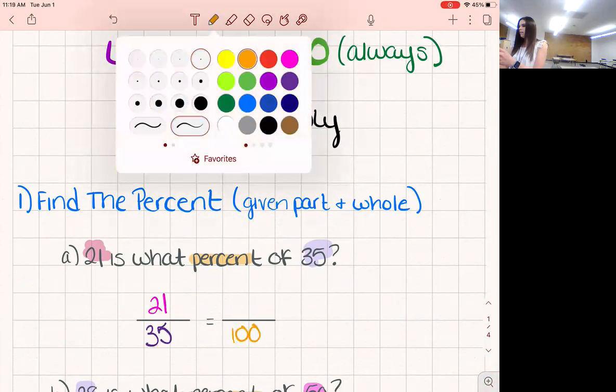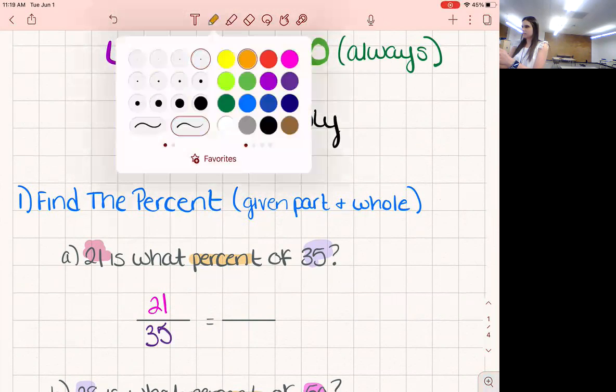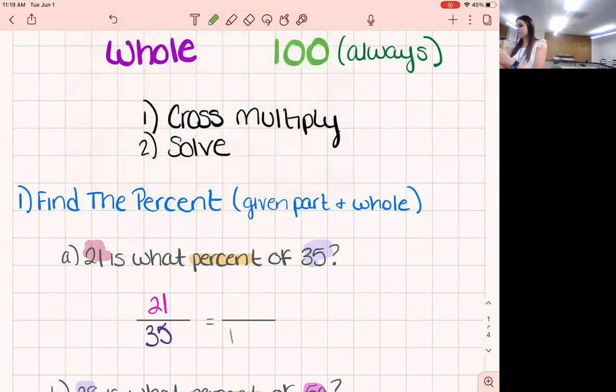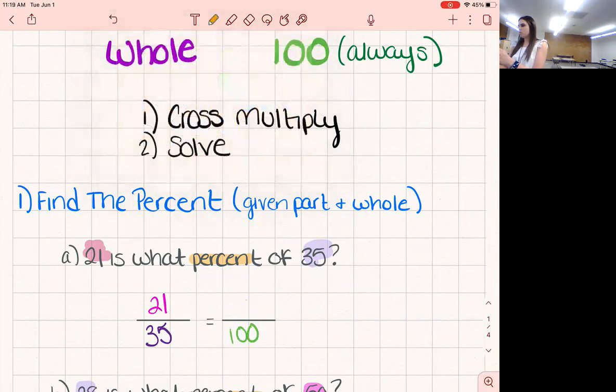And so that leaves the percent is what we're looking for, which should, oh, I did that 100 in the wrong color, huh? My colors are all over the place today, guys. Sorry. 100 is the green, it's always the same. And we are looking for what percent. The way we know which one we're looking for is where that what shows up. Now, we should all know how to do this. We're just going to cross multiply.